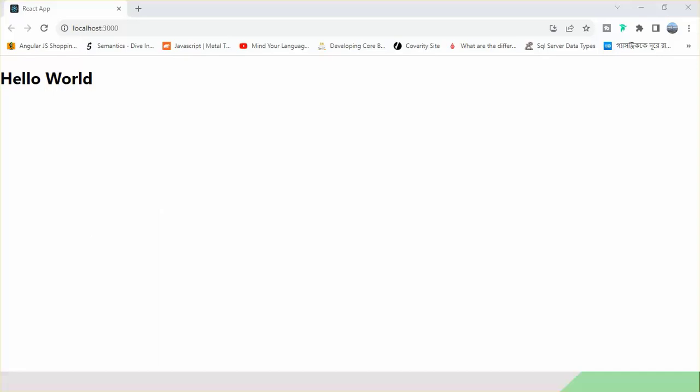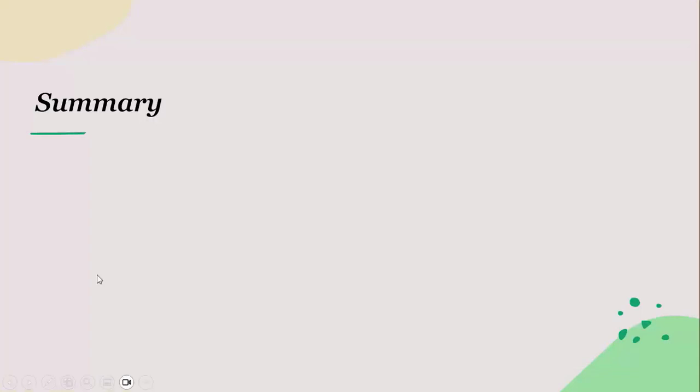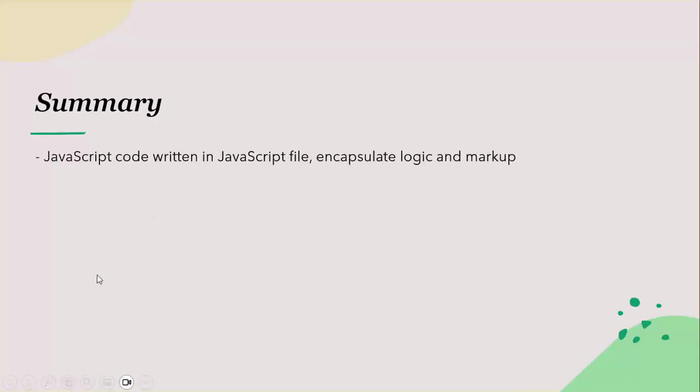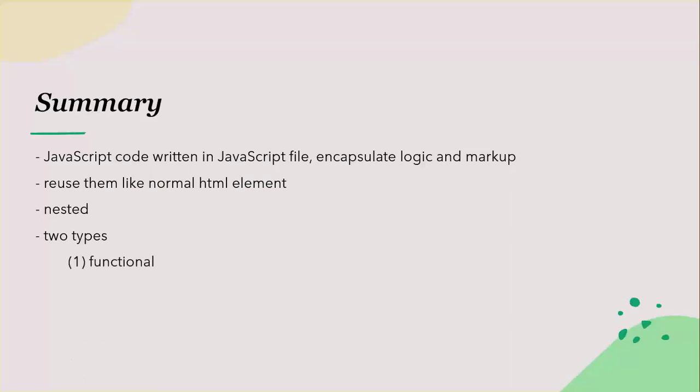Let's summarize our discussion about components. Components are JavaScript code written in a JavaScript file. They encapsulate logic and markup. We can reuse them like normal HTML elements, and they can be nested. Components are of two types. One is the functional component, and the other is the class component. In the next video, I'll be discussing what a functional component is.